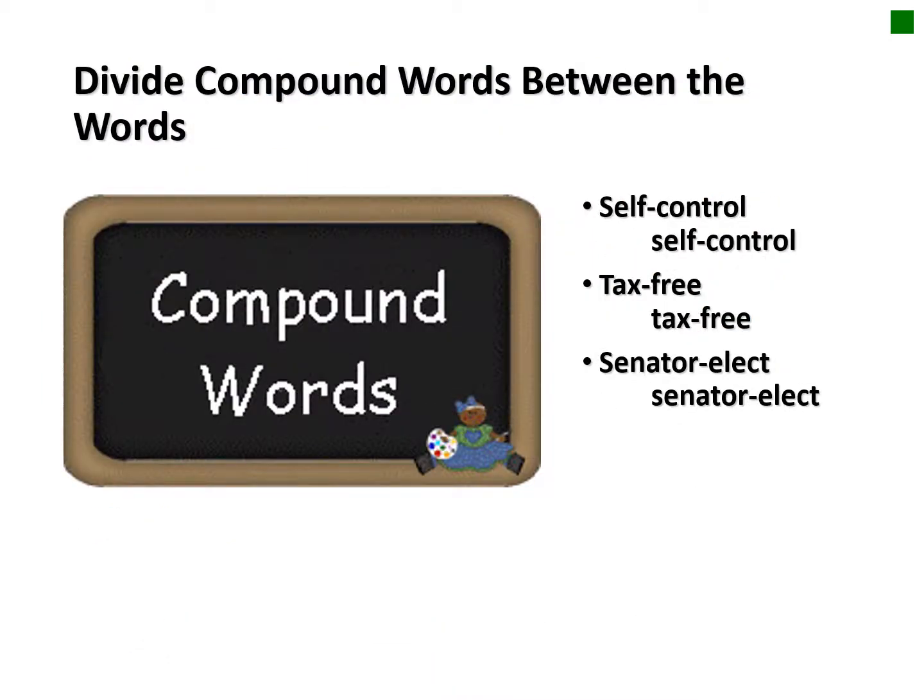Divide compound words between the words. In the examples you see here, self-control, tax-free, senator-elect, the only place you would divide those is at the hyphen.